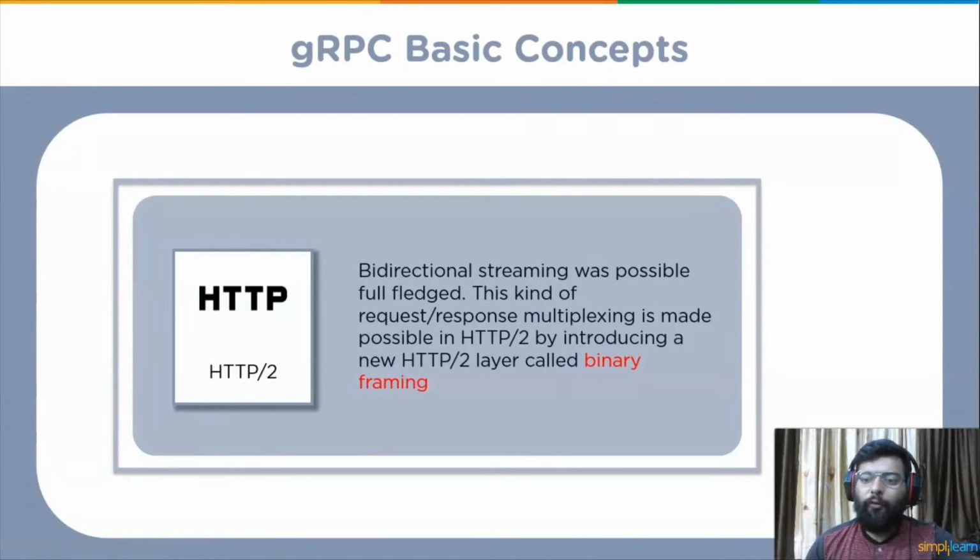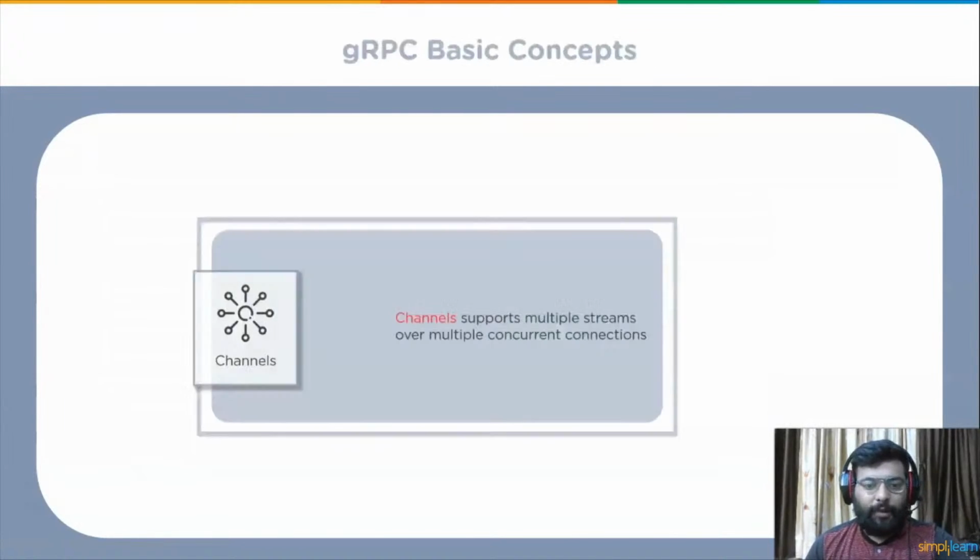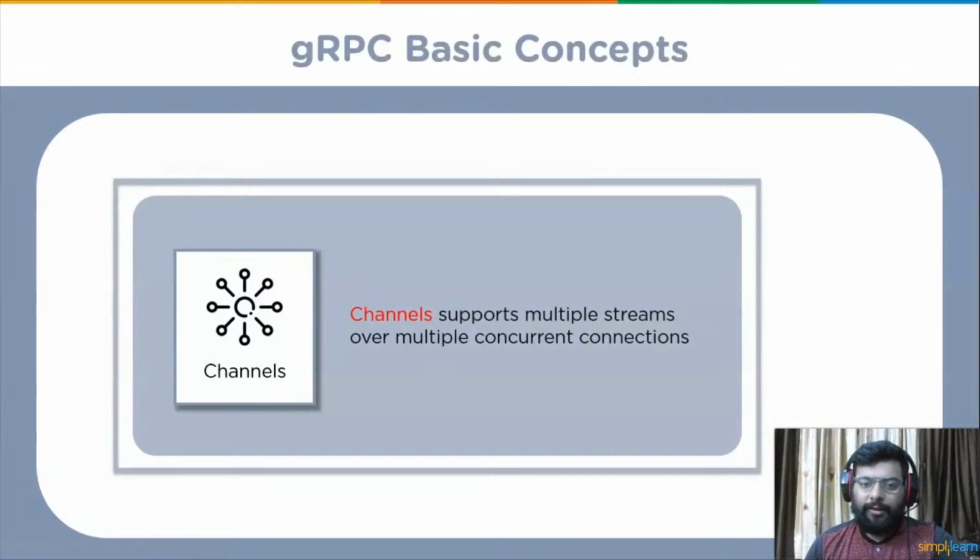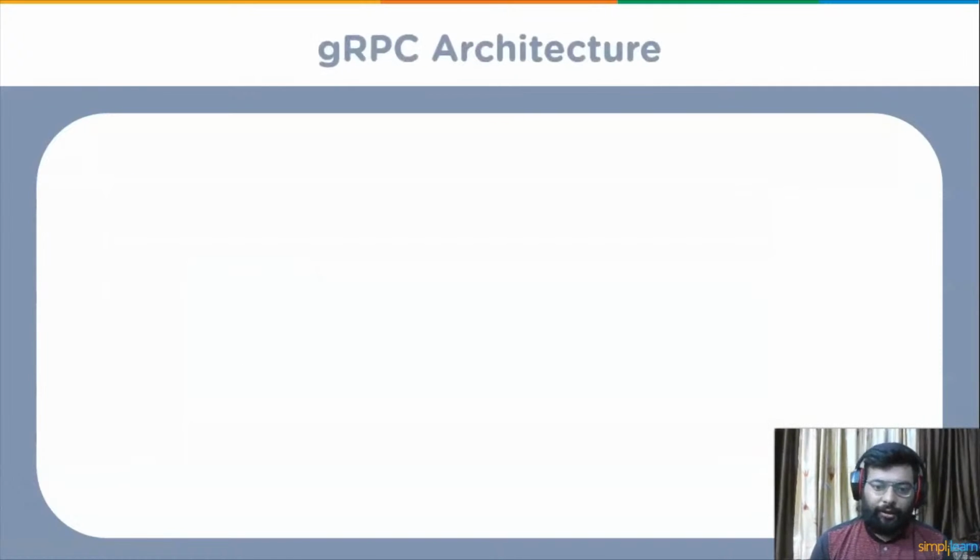The next concept we will move on to is channels. Channels are another key concept. The HTTP/2 streams allow many simultaneous streams on one connection. Channels extend this concept by supporting multiple streams or multiple concurrent connections. They provide a way to connect to the gRPC server on a specified address and port and are used in creating a client stub. Now we will understand the gRPC architecture.